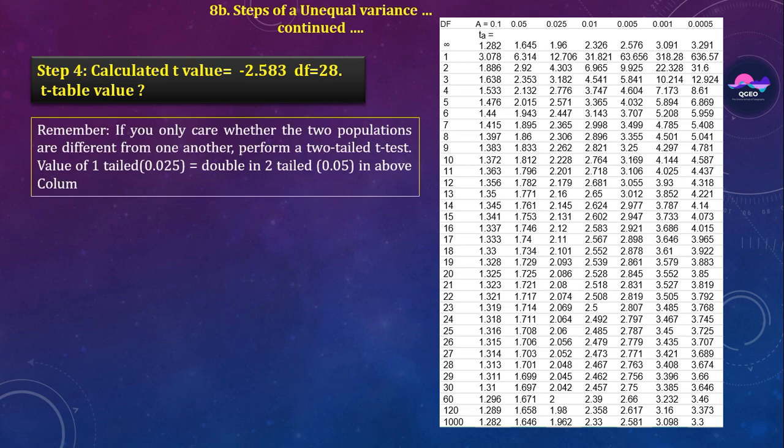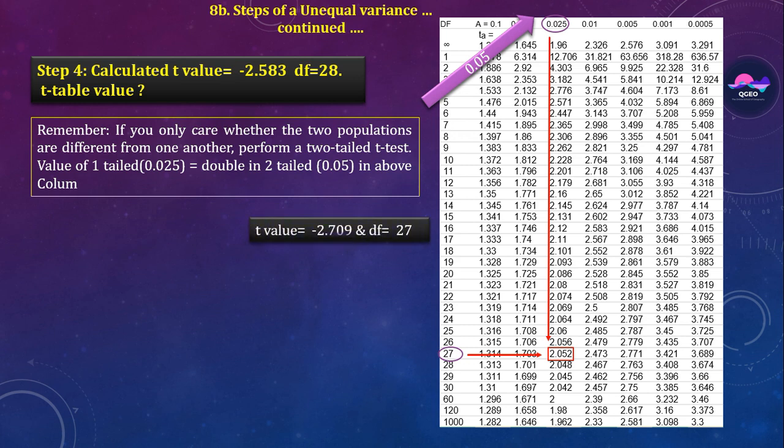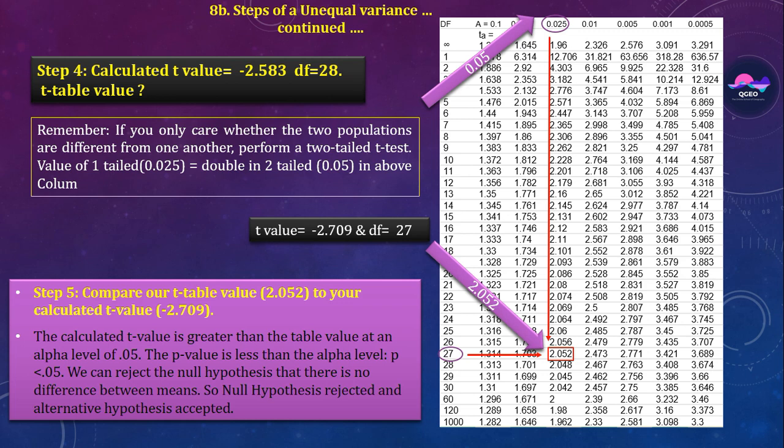And here is the table. Remember that it is two-tailed, and one-tailed value will be 0.025 and two-tailed it will be 0.05. Here the t value according to the table is 2.052, and according to our calculation it is minus 2.709.